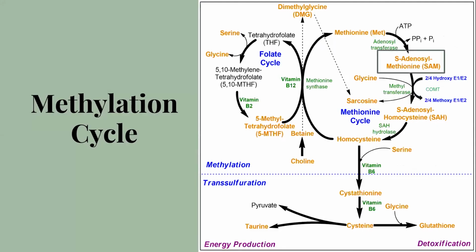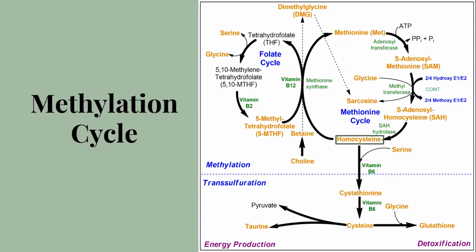The SAM that is needed for the methylation of catechol estrogens is generated in the methionine-homocysteine cycle. During this cycle, the amino acid methionine is converted to SAM. After SAM donates its methyl group, the metabolite S-adenosyl homocysteine, or SAH, is formed. During an enzymatic reaction, SAH is converted to homocysteine. This amino acid can then be subjected to transsulfuration or remethylation.